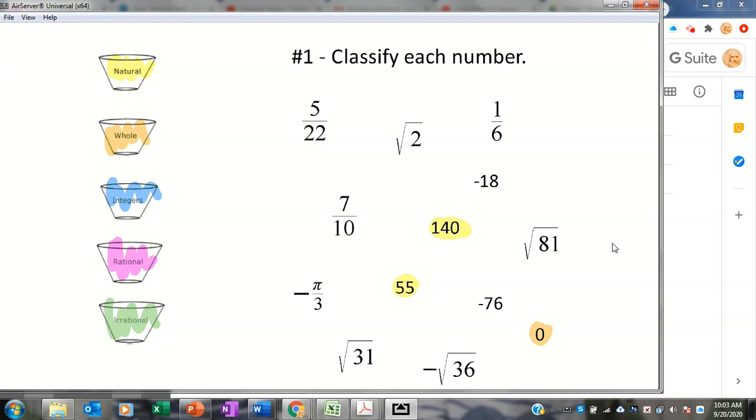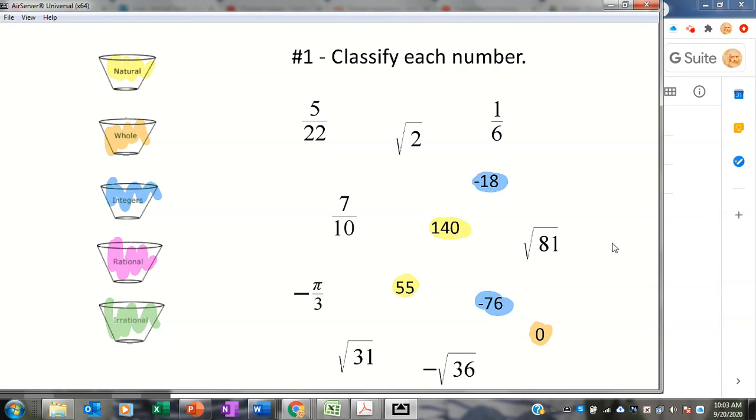Now moving on to integers. Integers are numbers that are whole numbers, but they can be positive or negative. And so we've already classified some of those into a smaller group, but we still have a negative 18 right here that we need to classify. That would be considered an integer, as would negative 76.